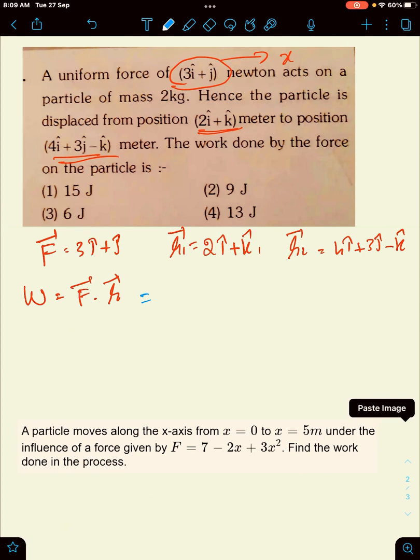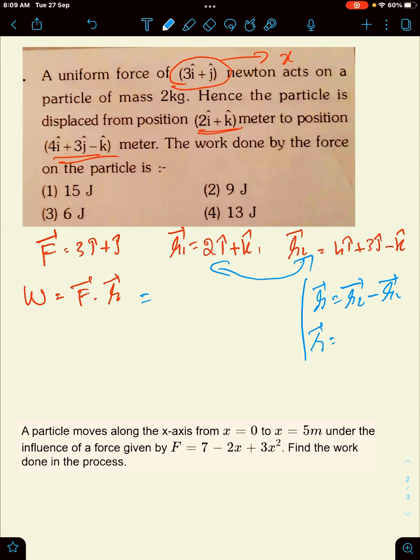And what is R vector? Now, the problem comes when you don't know what is R vector. But R vector I can easily write as the displacement vector, which is the difference between final position vector and initial position vector. That means this vector minus this vector. Shall I do it directly? Why not? Let's do it. 4i cap minus 2i cap, that is 2i cap. This is 3j cap minus nothing, so it is plus 3j cap, and minus k cap, that is minus 2k cap.